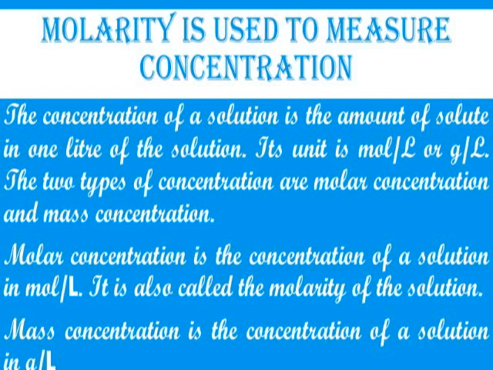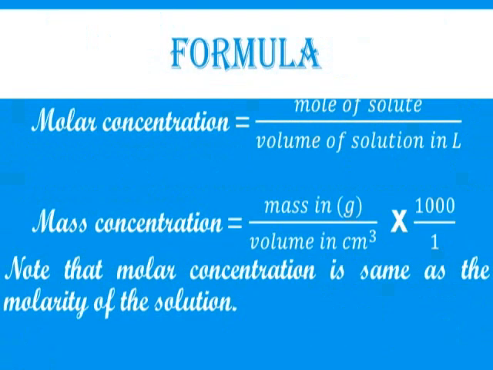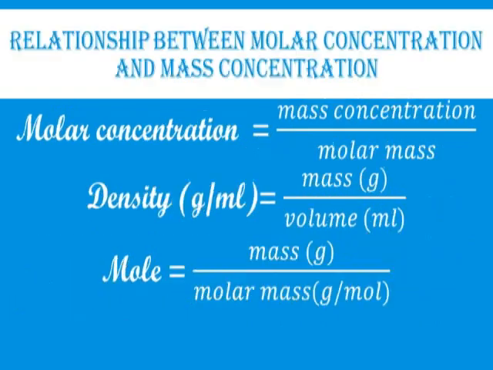Now let's look at some important formula we're going to be using in the course of our calculation. The formula for molar concentration is equal to mole of solutes all over volume of solution in liter. This is very important. And this formula is the formula for molarity. Remember that molar concentration is the same as molarity, okay? Then mass concentration is equal to mass in gram all over volume in cm cube times 1000 over 1. Note that molar concentration is same as the molarity of the solution.